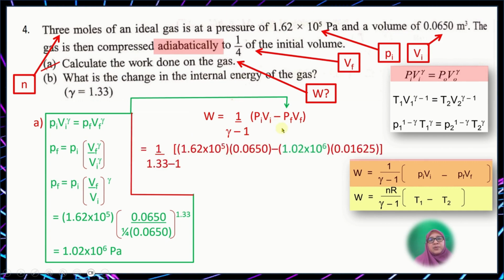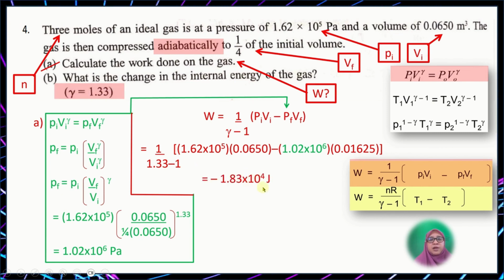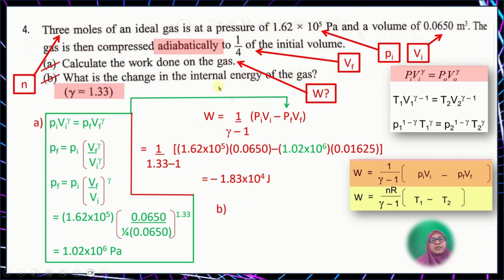Then you substitute the P final just now into the equation. This is V_F, P_I, V_I, then gamma 1.33 given here, minus 1. The answer is work done negative 1.83 times 10 to the 4 joule. We get negative because the work is done on the gas, so it's a negative work.